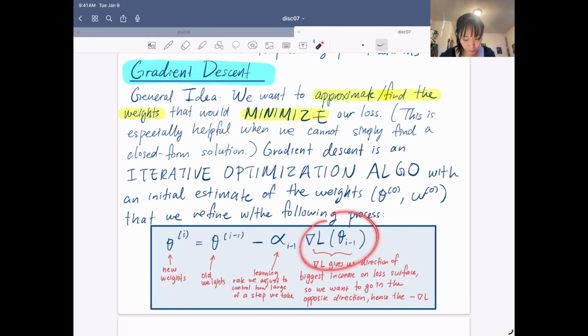And we also have a learning rate, a parameter we can control, which helps us adjust how large of a step we take. The gradient of L gives us direction. You can think of the learning rate as giving us the magnitude of how large of a step we should take. So we start with these old weights, and then we end up with new weights after a gradient descent step.